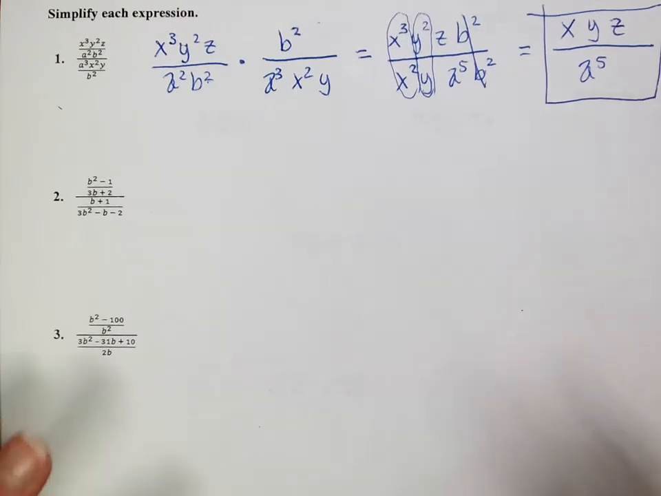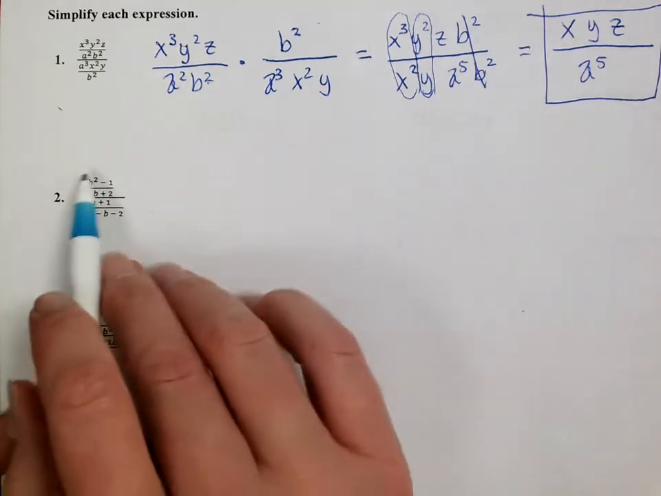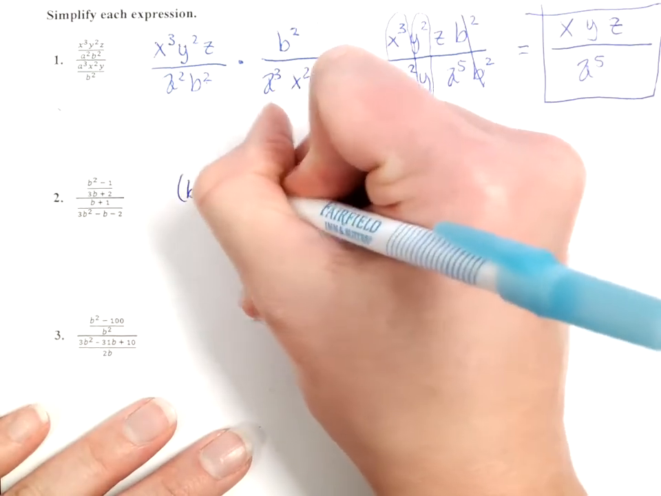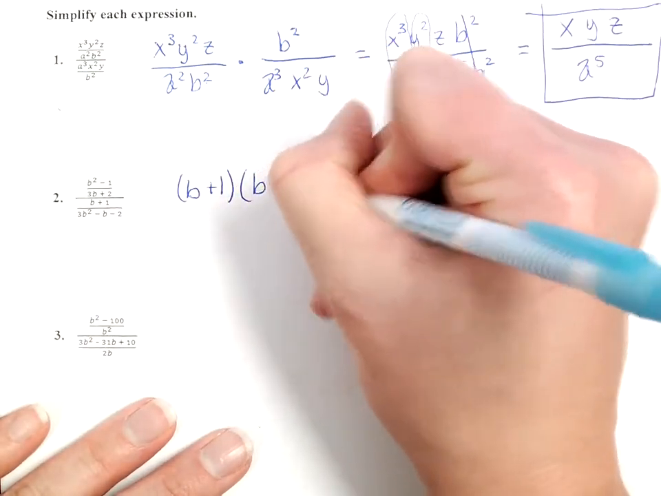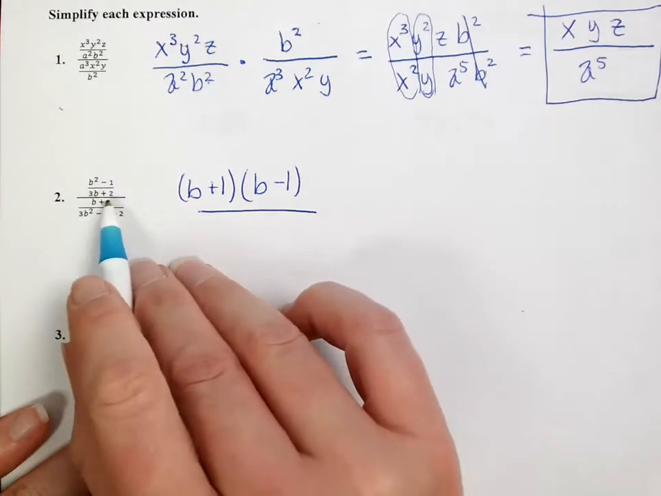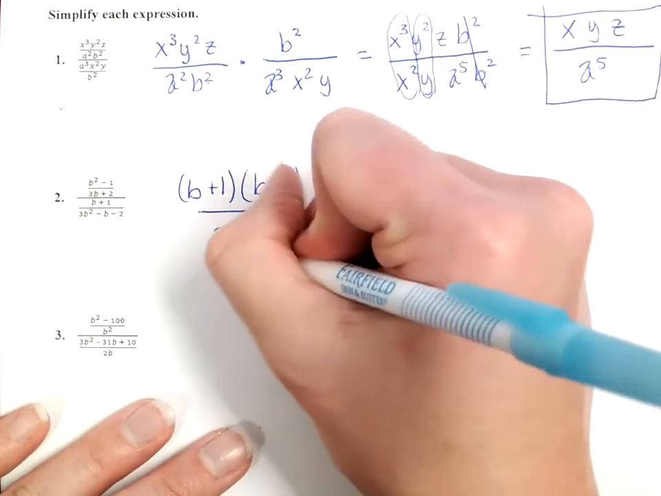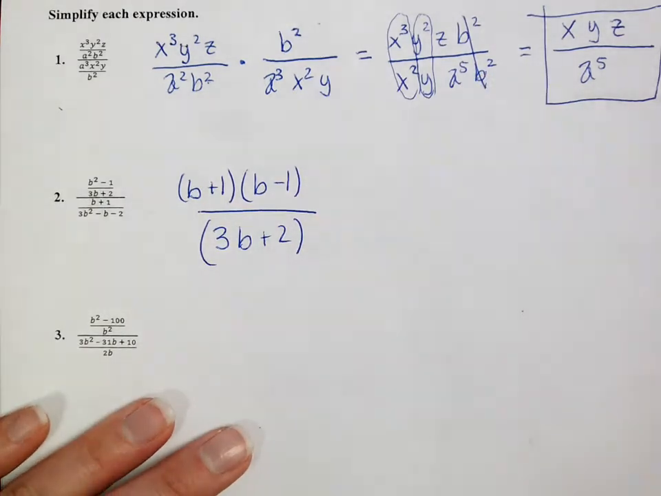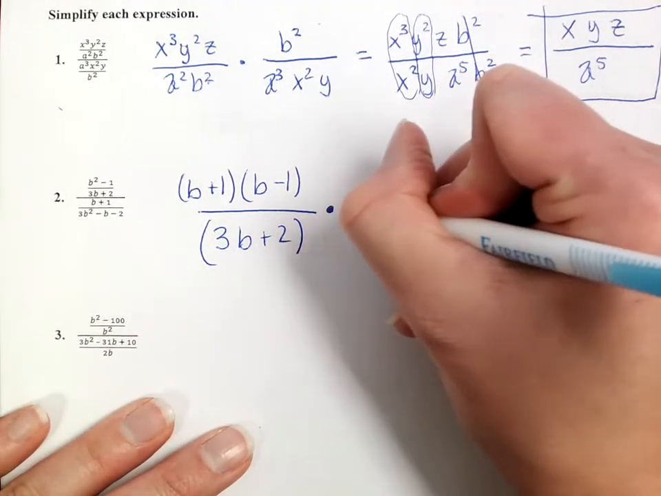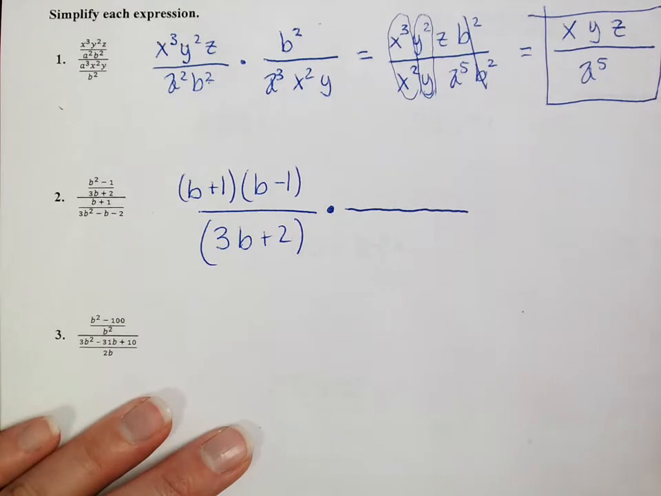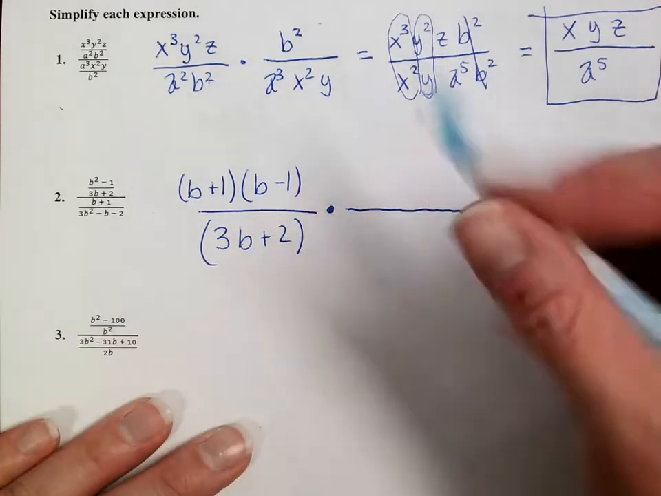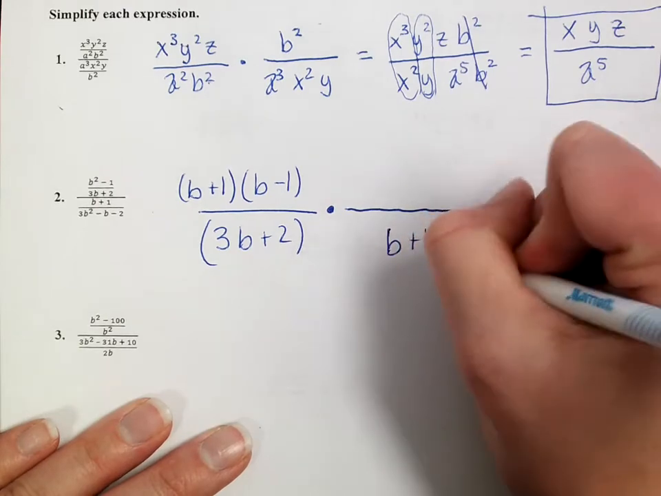Same thing here on the next one. I'm going to factor this, though, as I write my new equation. So first of all, the b squared minus 1, that's a difference of two squares. That's b plus 1 and b minus 1. Over 3b plus 2, I can't factor anything out of that, so that's going to stay exactly how it is. I'm going to put it in parentheses because it makes me feel better. Change it to multiplication. And then, again, I'm going to have to flip it. So this b plus 1 that's on top right here is going to go to the bottom right here.